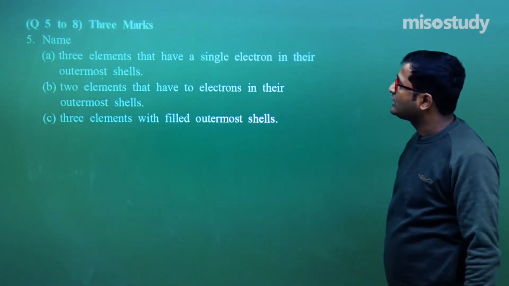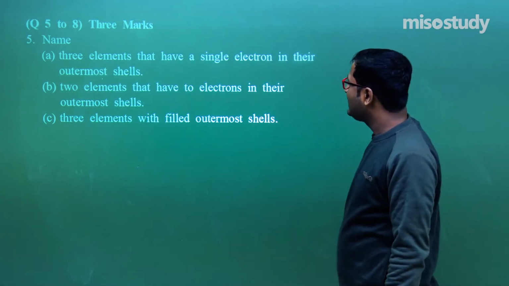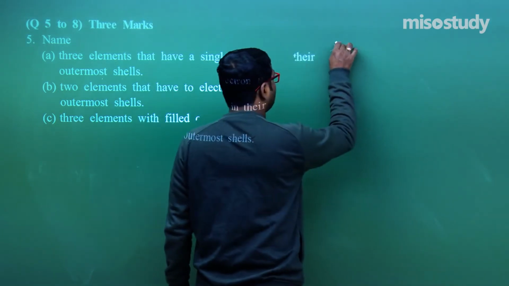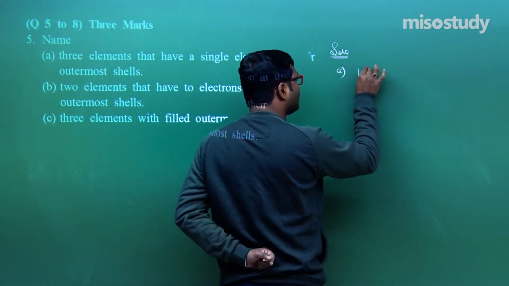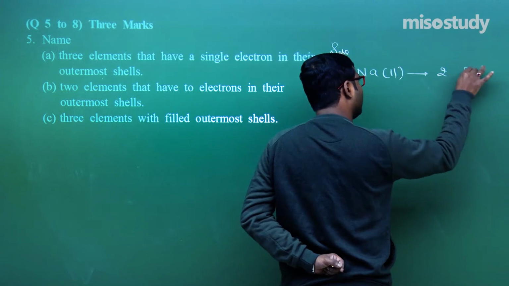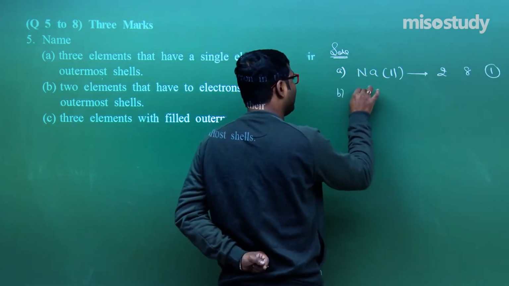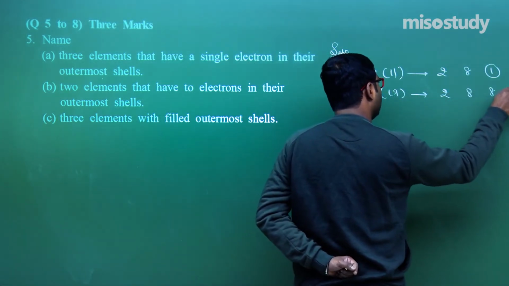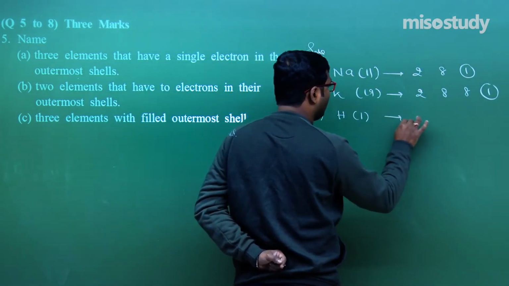The question here is question number 5. Now questions 5 to 8 carry 3 marks. What is given here? Name 3 elements that have a single electron in the outermost shell. Tell me, I'm giving you a few seconds. Tell me what is the answer. Only a single electron in the outermost shell. If I write sodium, it can be written like this, 2, 8, 1. It has a single electron. If I write potassium, how can it be written? That is 2, 8, 8, 1. If I write hydrogen, it can also be written as only 1.